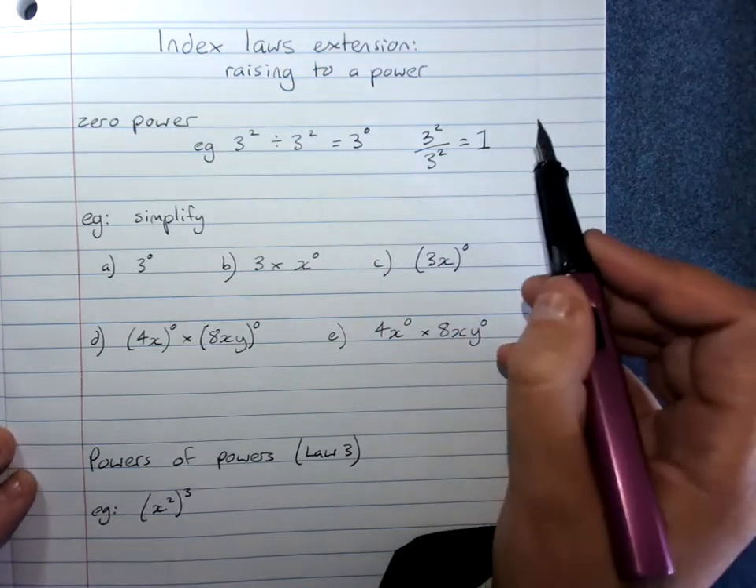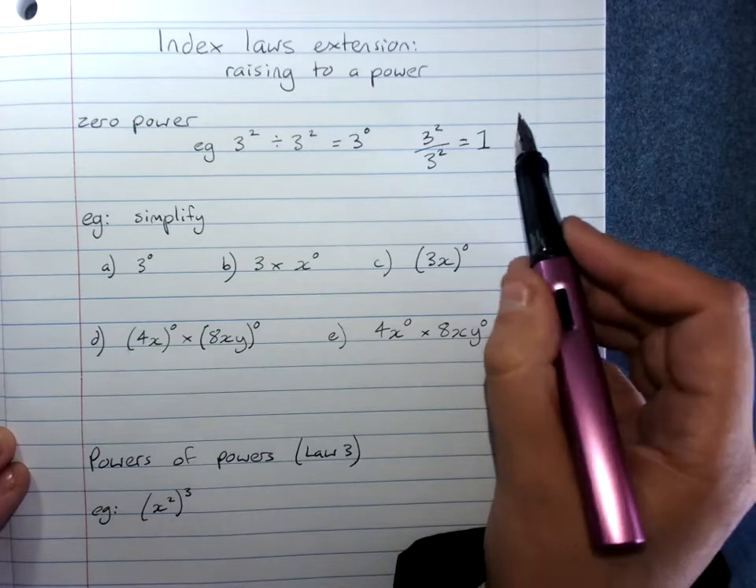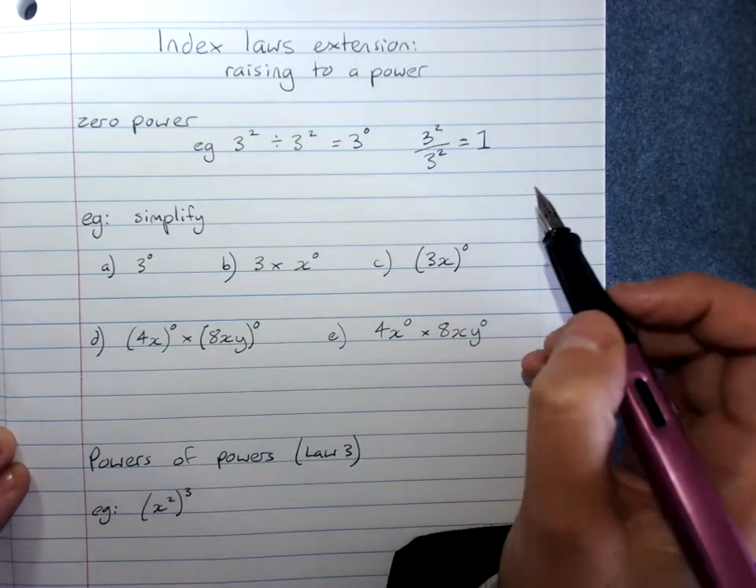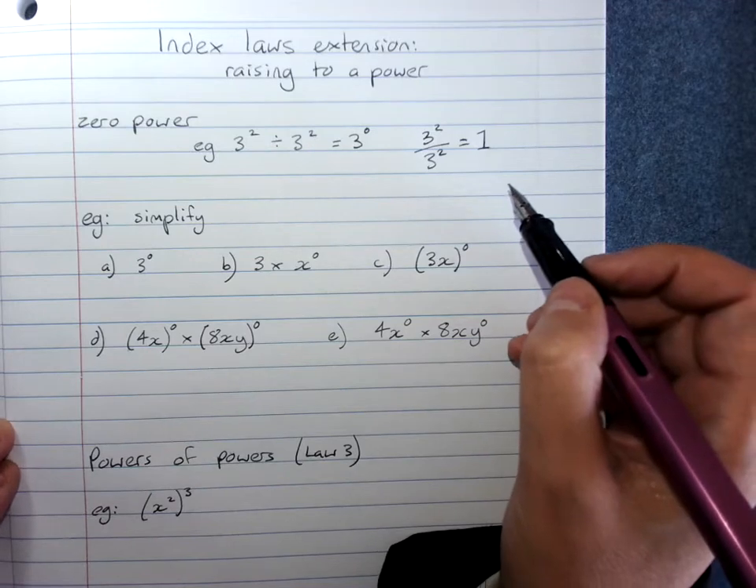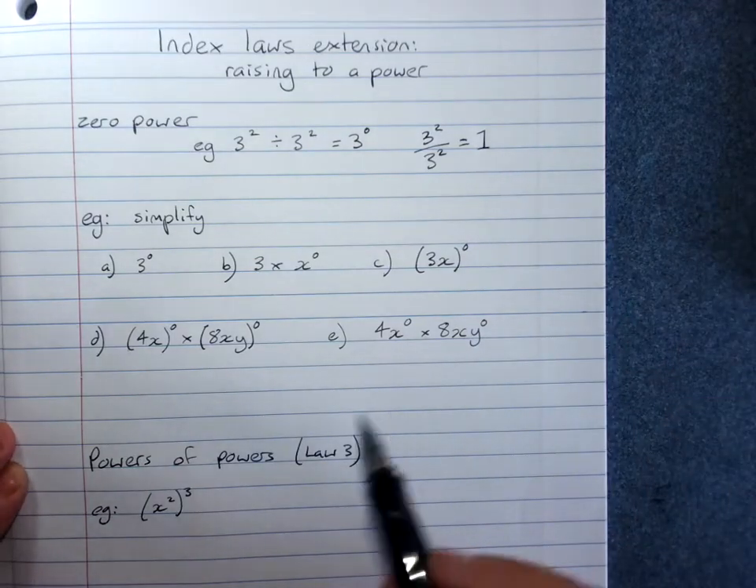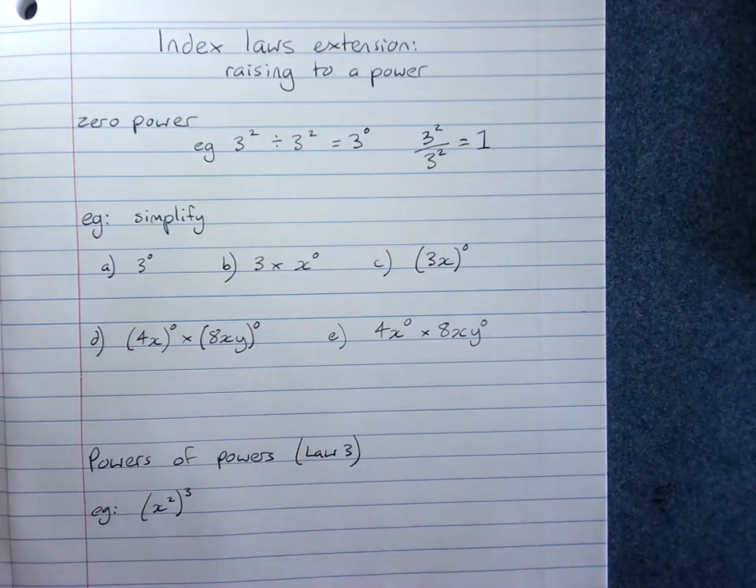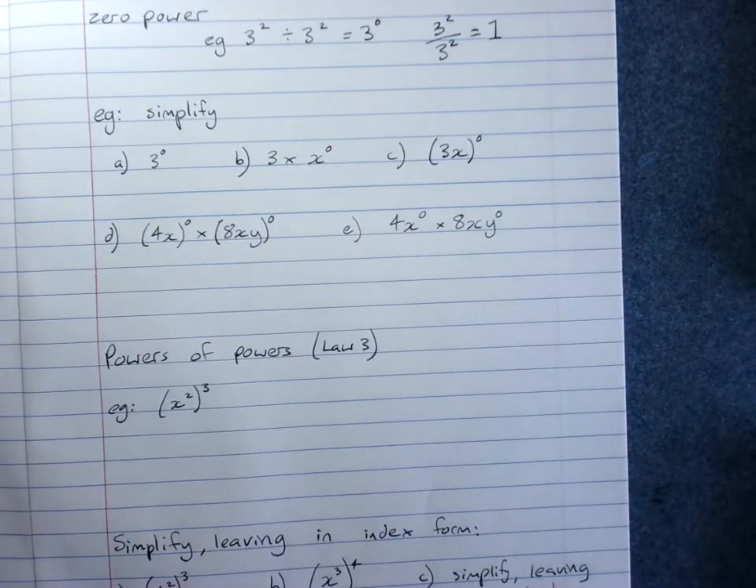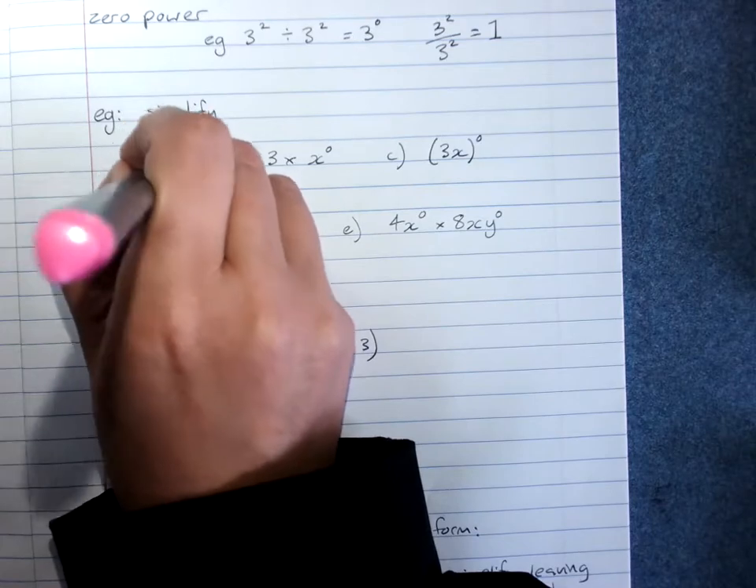What this is saying is an example of the zero power law, that anything raised to the power 0 is 1, any non-zero number. So if we're asked to simplify or to evaluate, here I've got 3 to the power 0, which is 1.